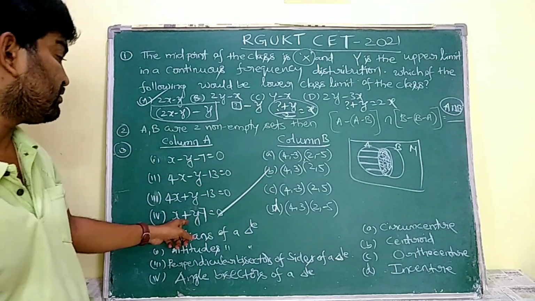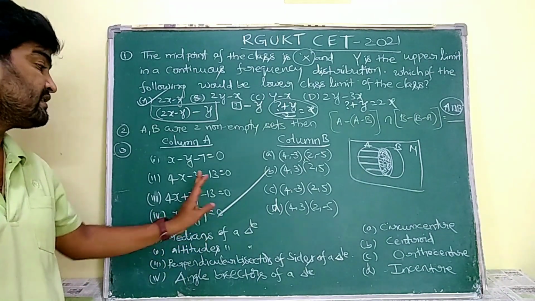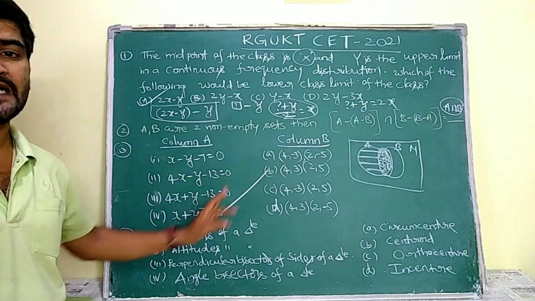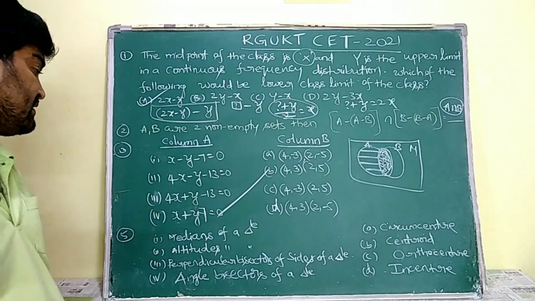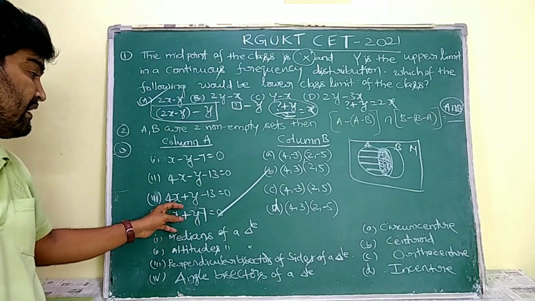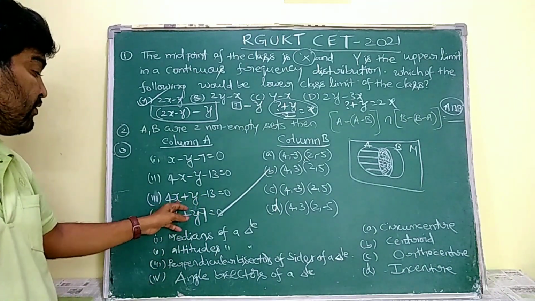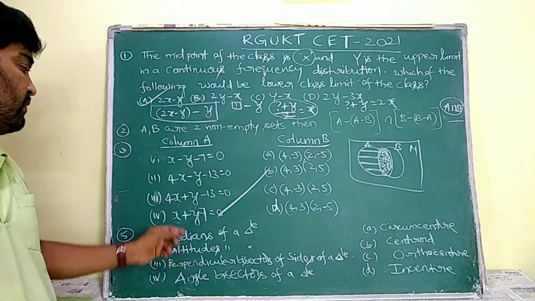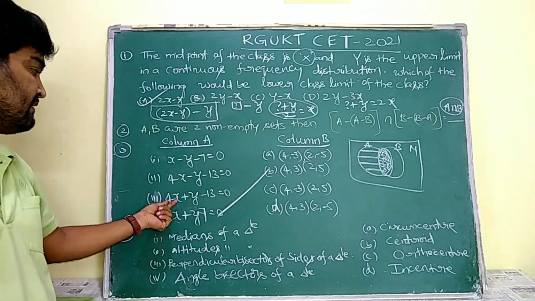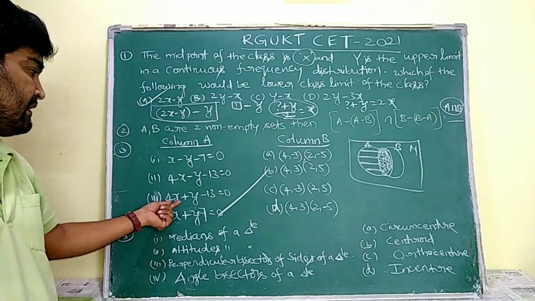By substituting this 4, 3 here, 4 plus 3 minus 7 is equal to 0. 2 plus 5 minus 7 is equal to 0. So those 2 points satisfy this equation. That is why this equation belongs to those 2 points. Next, similarly we have to check. See, 4x plus y minus 13 is equal to 0. So by replacing, we have to see what value we are going to get.